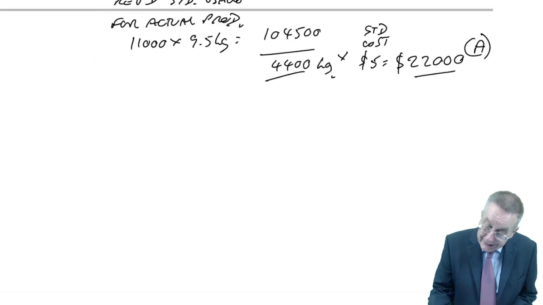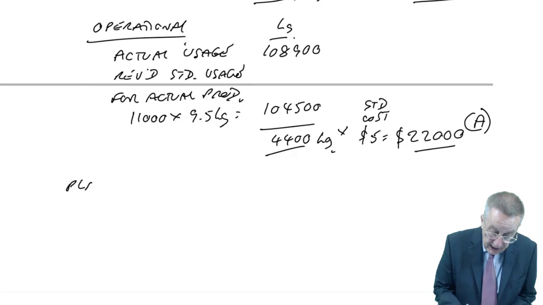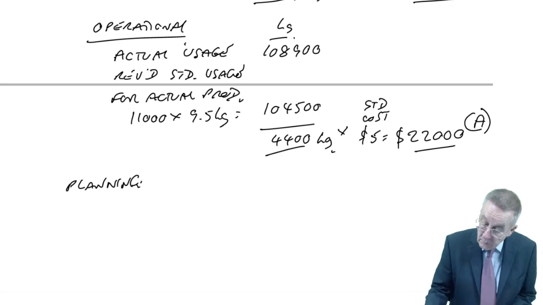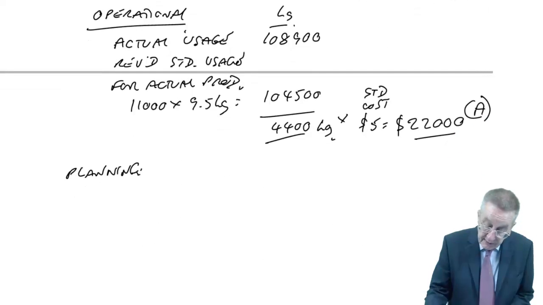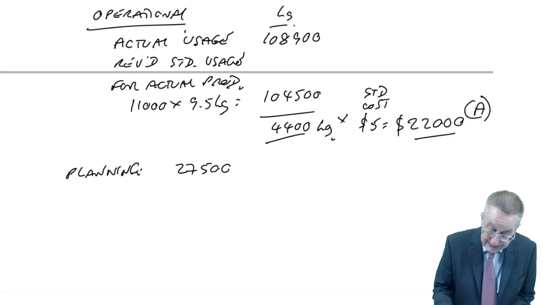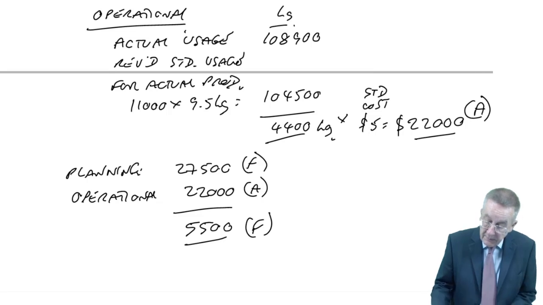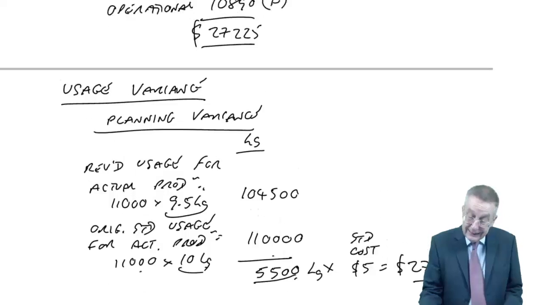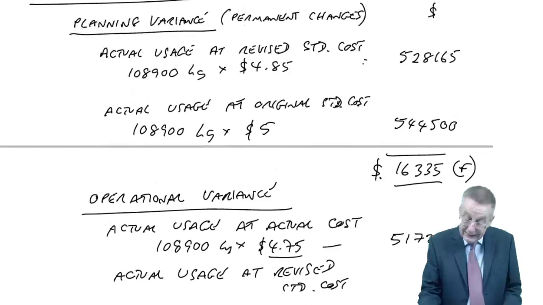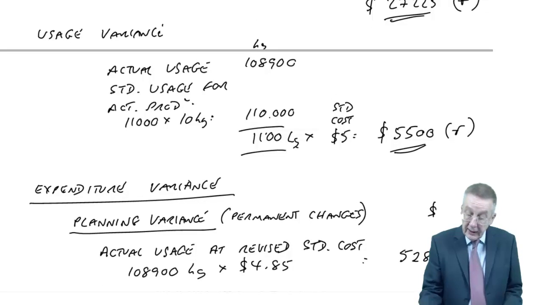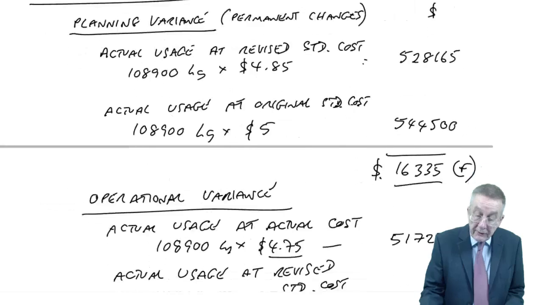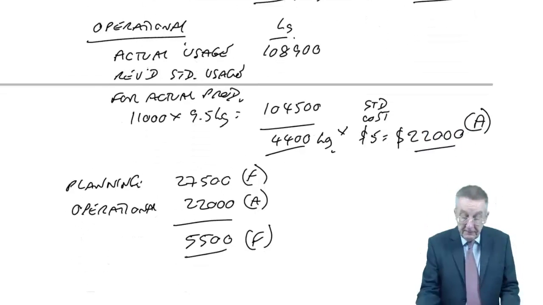Does it check? We've decided that planning was 27,500 favourable, operational 22,000 adverse, and so the total 5,500 favourable. Is that what we got before? Yes, 5,500 favourable. So all we've done is analyse it into those two bits.